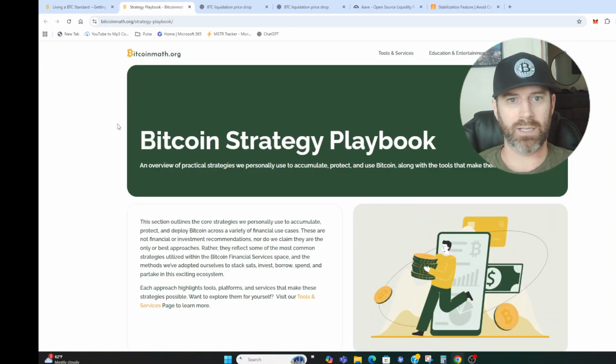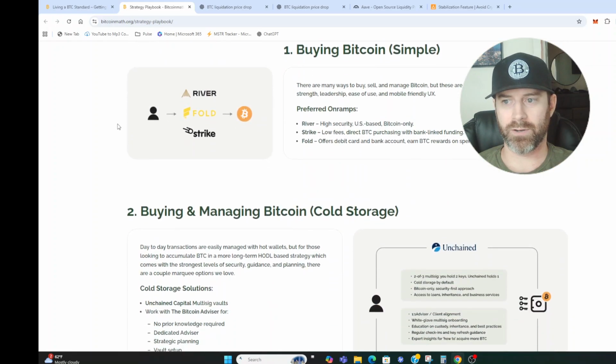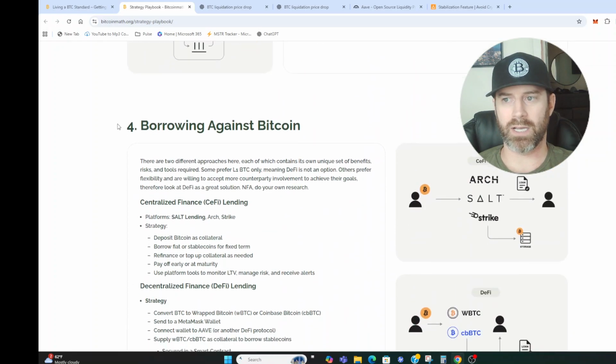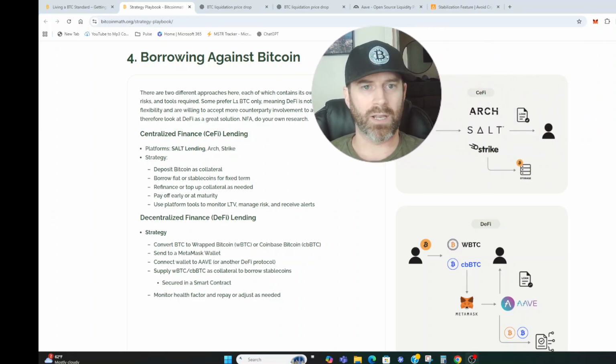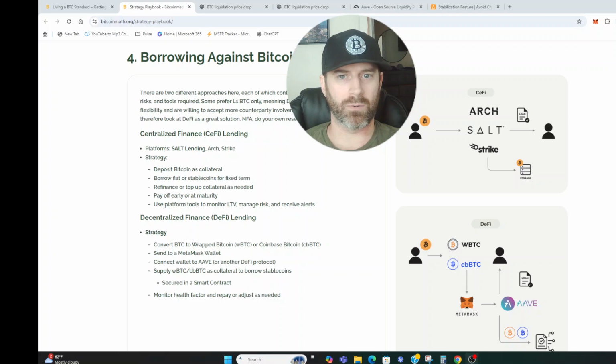And we actually detail out some of the different methods here in our strategy guide, borrowing against Bitcoin, because you can do this through a CeFi lender like Salt Lending or Arch or Strike or Ledn or Unchained, lots of options out there. Or you can do it through DeFi, which is completely different.